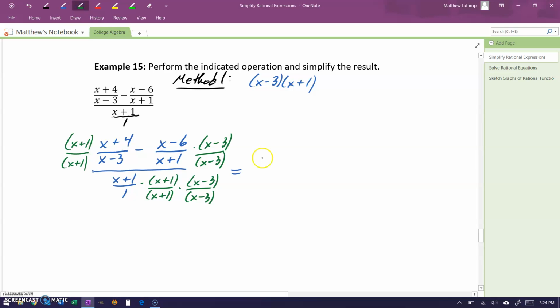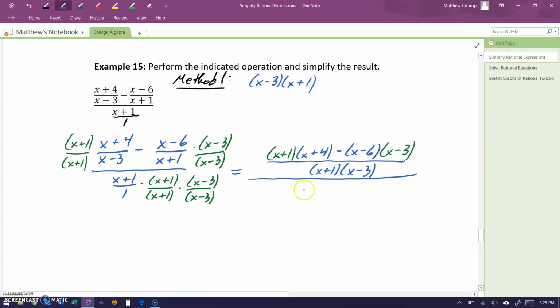This is going to give us in the numerator x plus 1 times x plus 4 minus x minus 6 times x minus 3, all over that common denominator of x plus 1 times x minus 3. And then in the denominator, we'll have x plus 1 times x plus 1 times x minus 3 all over x plus 1 times x minus 3.